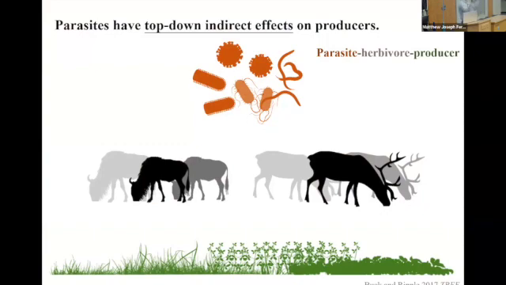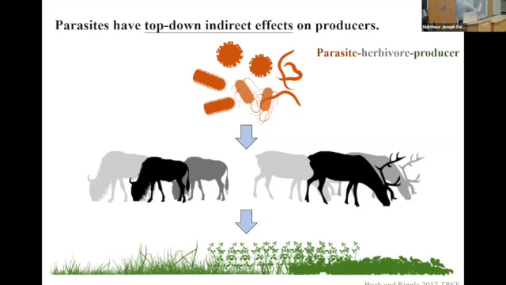In this food chain, because we are disease ecologists, we prefer to see a food chain with parasites involved. So there are producers and then herbivores, which are hosts, and also parasites, which infect hosts. There are top-down effects of parasites on herbivores, and also top-down effects of herbivores on producers. Normally, disease ecology studies focus on the interaction between parasites and the hosts.